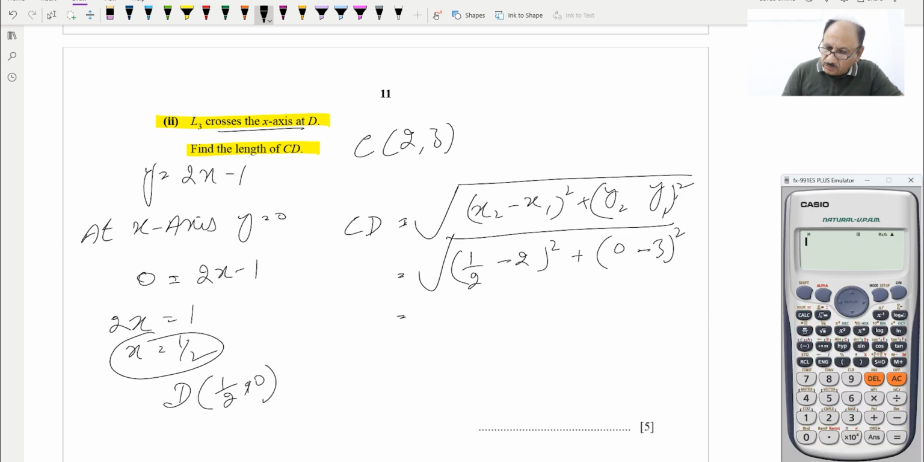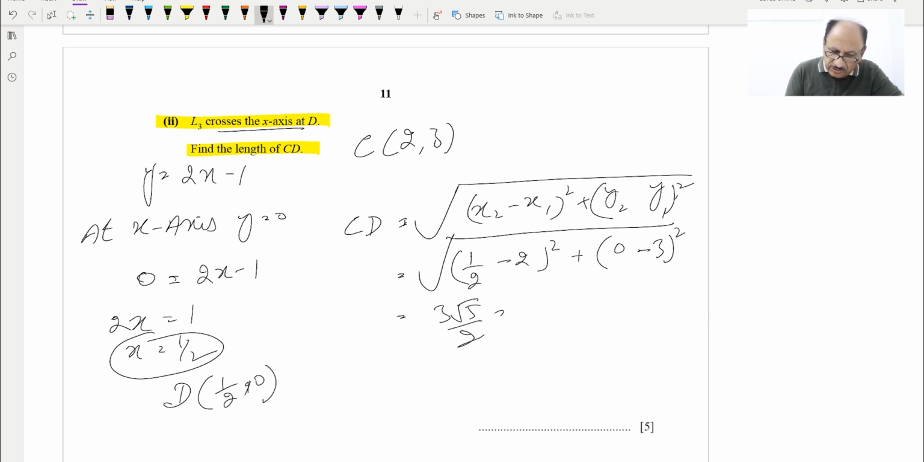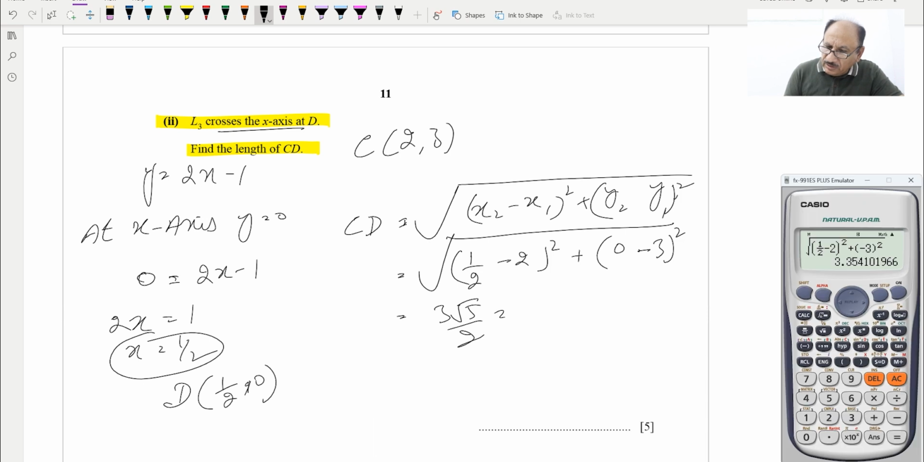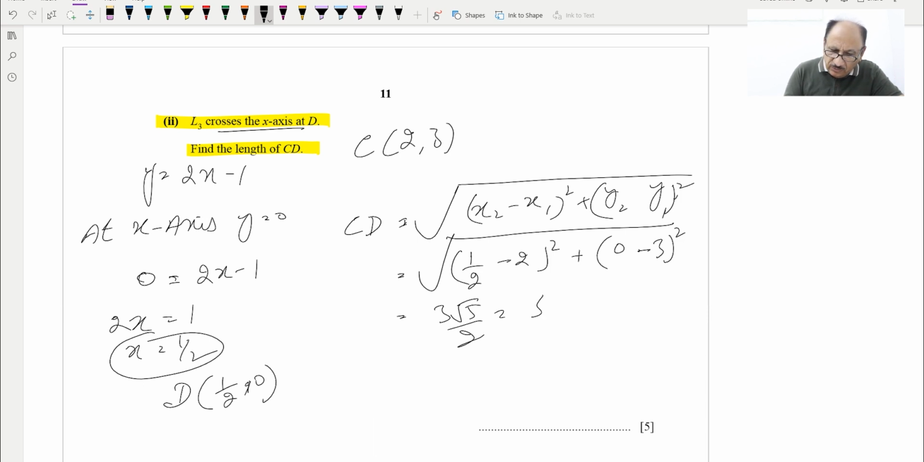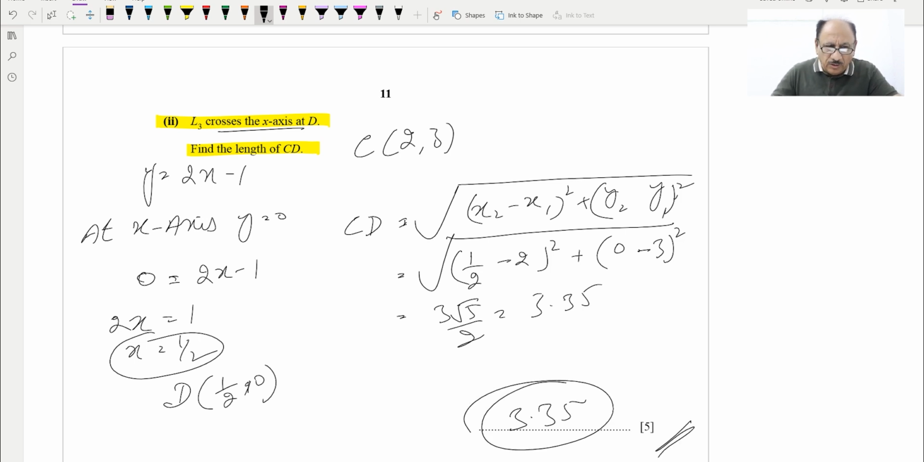We can calculate the square root. We'll have to put brackets first: 1 over 2 minus 2, squared, plus minus 3, squared, and this is equal to 3 root 5 over 2. The decimal value we can write as 3.35, and the final answer will be 3.35, which is for 5 marks. Hopefully you understood this.